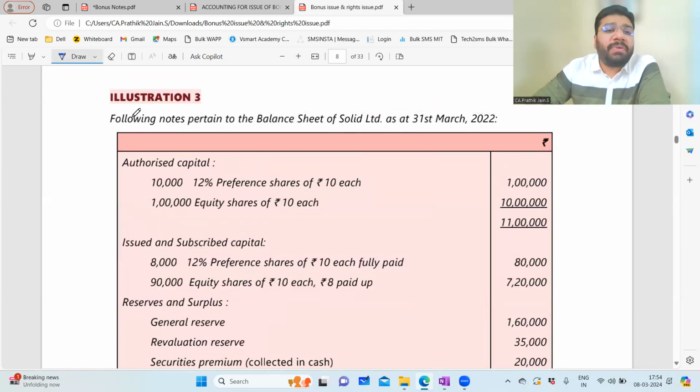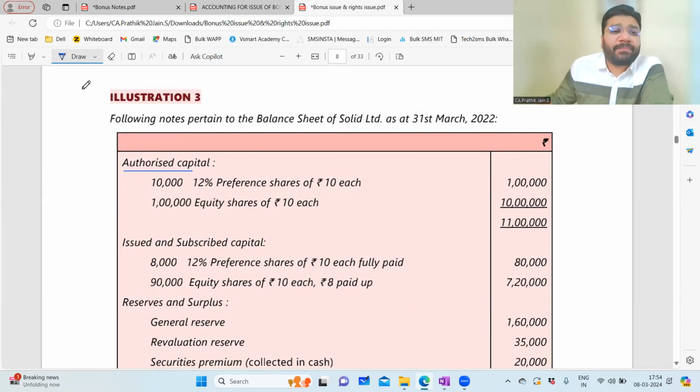The following notes pertain to the balance sheet of Solid Limited as at 31st March 22. So can I say this is the notes to accounts for which financial year? For financial year 21-22. Wonderful. Now full concentration, please, no deviations.